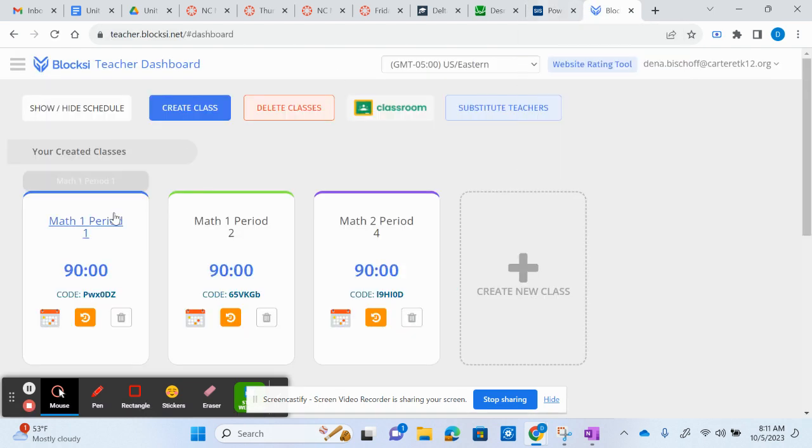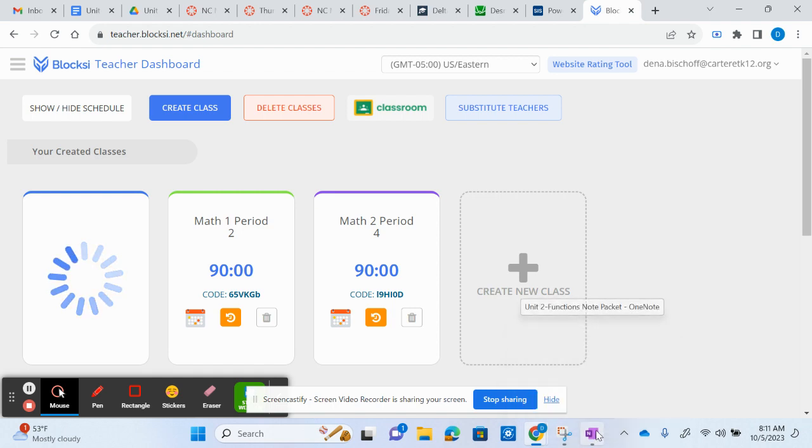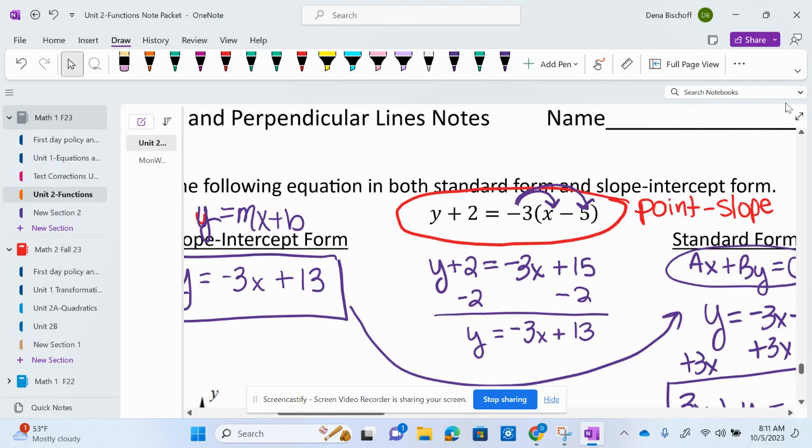Do we say anything else about it? Do we say that A and B both can't be 0? Okay. I don't know if we did or not. All right, next one. Here we go.